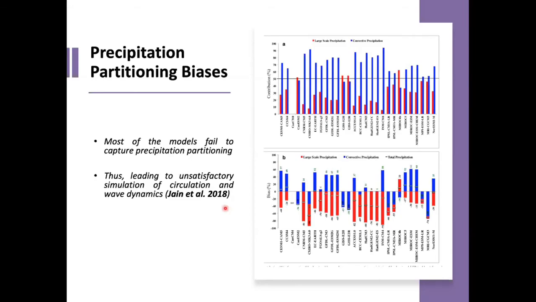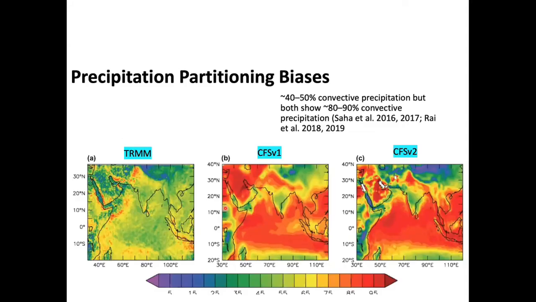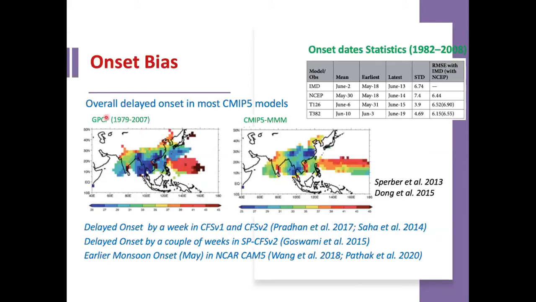Yeah, sure. So I talked about this, and then onset biases. Overall, there is a delayed onset in most CMIP5 models. So this is GPCP, and this shows the pentad. That is, say January 1st to 5 is the first pentad, and then 6 to 10 is the second pentad, and then you have around 50 something pentads in a year. If you look at the pentad in which onset occurs, this is GPCP's observation. This is CMIP5 multi-model mean, so there is a delayed onset in the CMIP5 class of models.